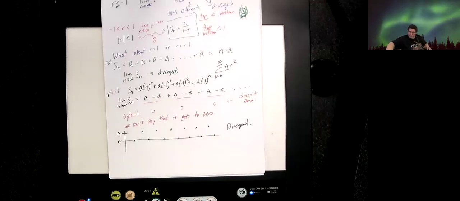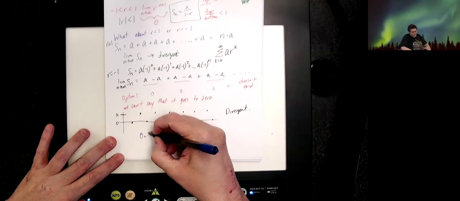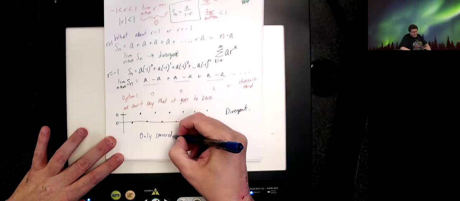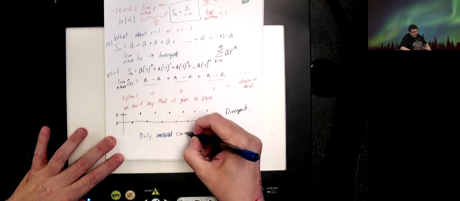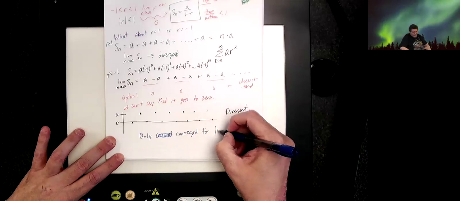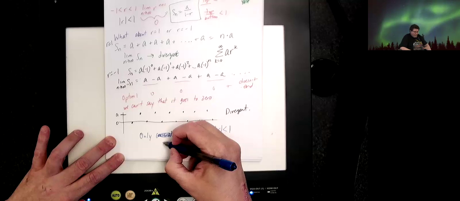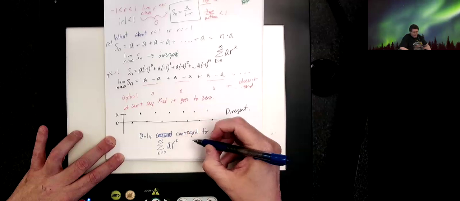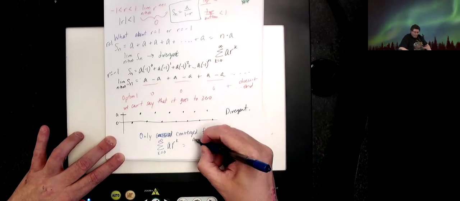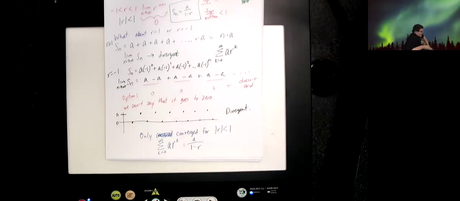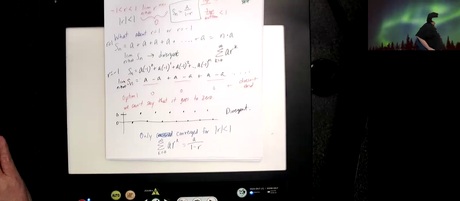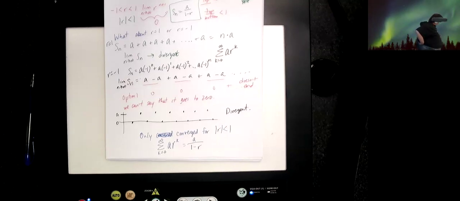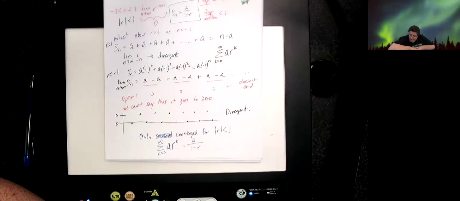So it only converged for the absolute value of r less than 1. And we had the sum from k equals 0 to infinity of a times r to the k equals a over 1 minus r. We covered all the different possible scenarios of r, and that's what we came up with.